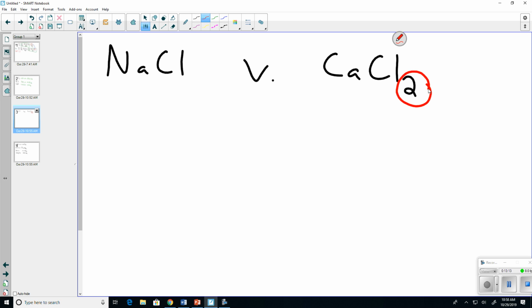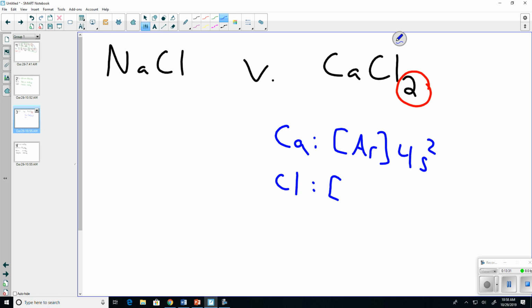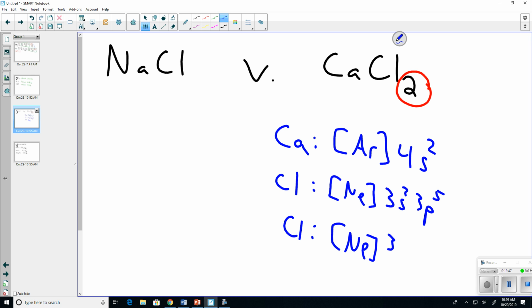And to me, one of the easiest ways to go over that is to remind you back of electron configuration. So let's do shorthand here for calcium. What is that? Argon and 4s2. Chlorine is going to be neon, 3s2, 3p5. And there's 2 chlorines, so let's just write it one more time. Neon, 3s2, 3p5.